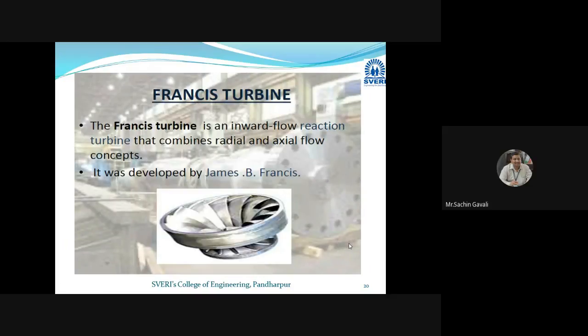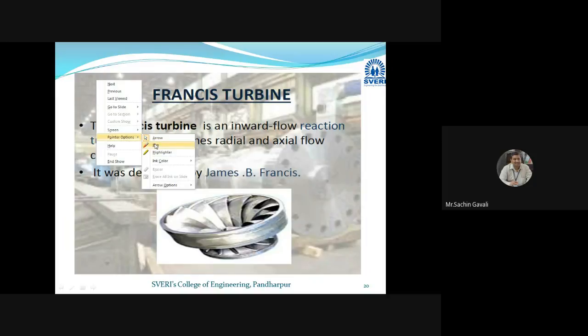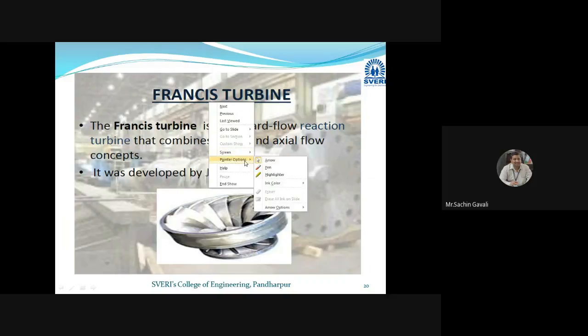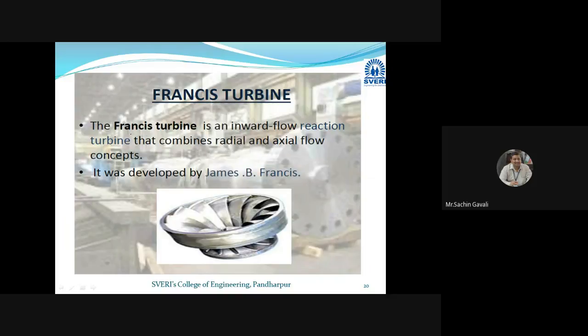Then the Francis turbine. The Francis turbine is also a reaction turbine. There are generally two types of reaction turbines: one is inward flow and one is outward flow. The Francis turbine is an inward flow reaction turbine. So who will tell me about the inward flow reaction turbine? Inward flow means what? Anybody? The inward flow reaction turbine combines radial and axial flow concepts. So water flows radially as well as in the axial direction. At some stages it will be in the axial direction, and at some stages in the radial direction.